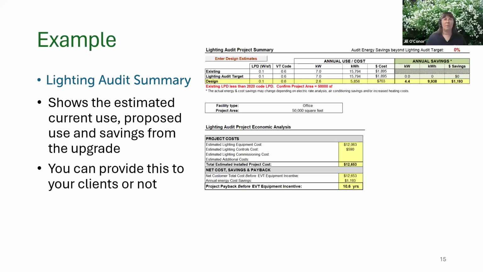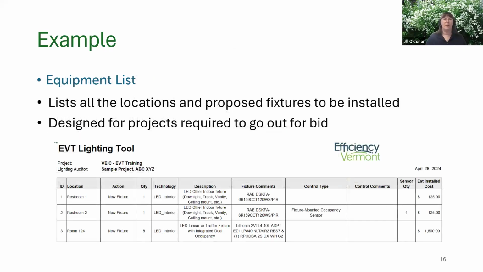So for the next tab, the final tab we have is the equipment list. This lists all the locations that you've entered in, whether it is going to be a new fixture, new retrofit kit, new lamps, whatever, how many, if it's indoors or outdoors, the rough description, and then anything from the comments. So if you entered in model numbers and you want your customer to see the model numbers, that's all entered in here. If you don't want them to have that because it's going out for bid, you can always delete these out.